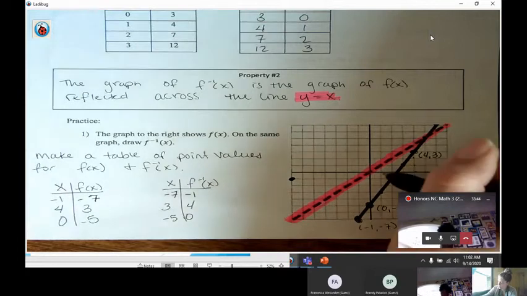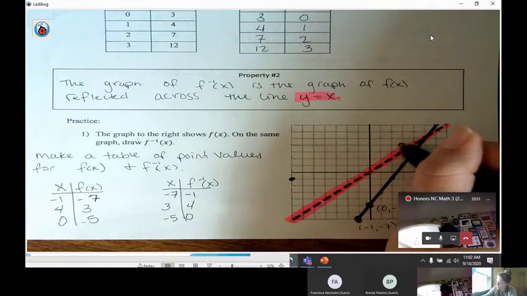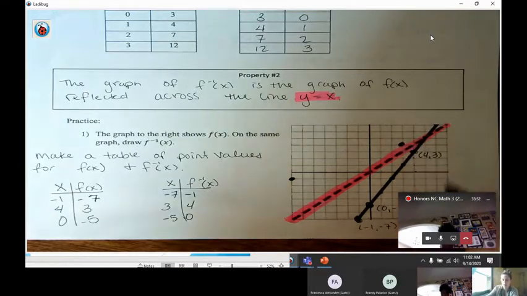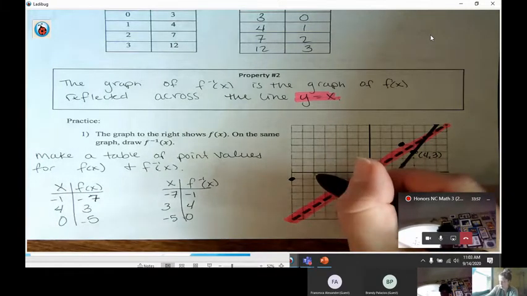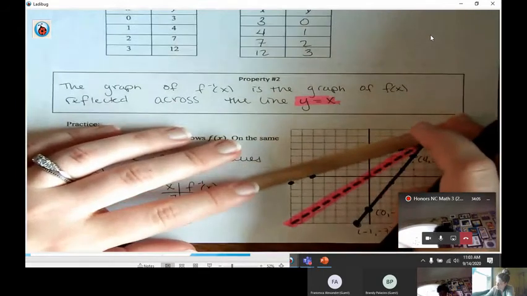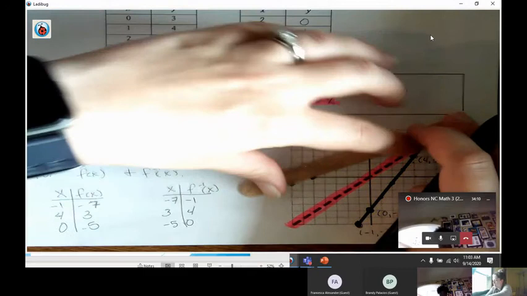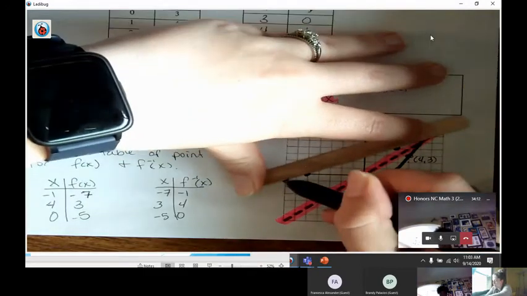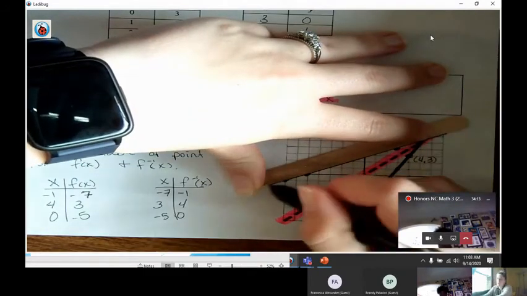Then 1, 2, 3, 1, 2, 3, 4. And then -5, 0. So these are 3 points on my inverse function. I'm just going to grab a straight edge, and I'm going to draw a line through those 3 points to get my inverse function.